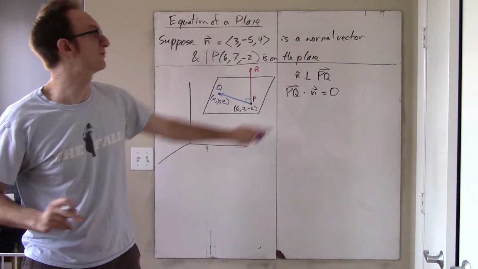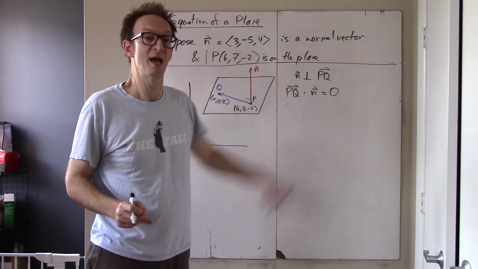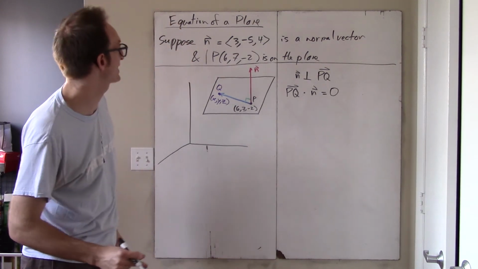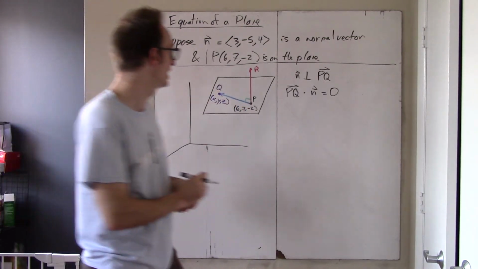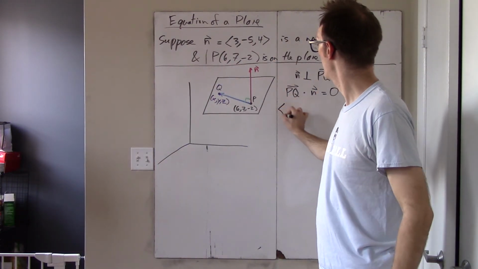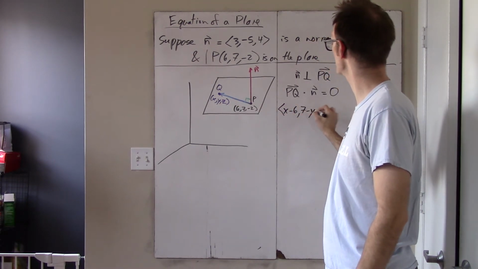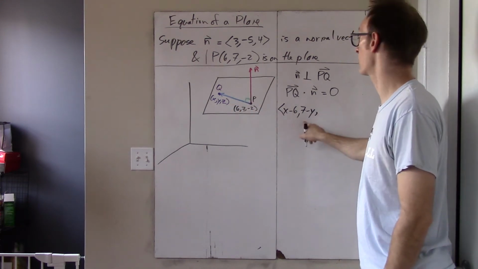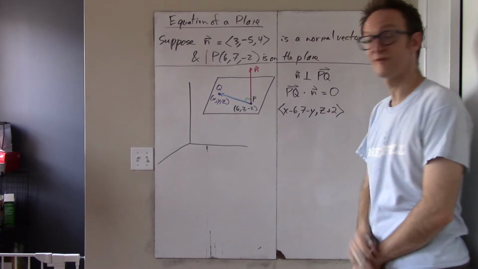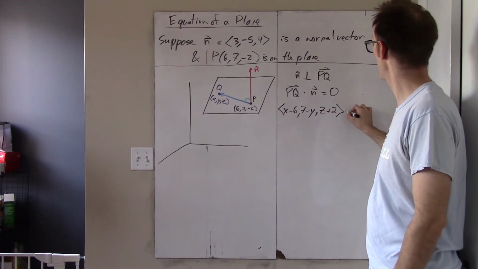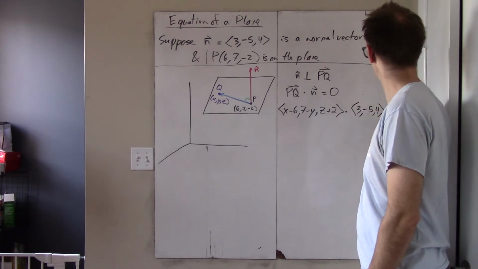So now I've rephrased this geometric relationship as an algebraic relationship. What is vector PQ again? It's just the displacement vector from point P to point Q. So the x coordinate changes by x minus 6, the y coordinate changes by 7 minus y from P to Q, and the z coordinate changes by z plus 2. And if I dot that vector with the vector 3, negative 5, 4, that should give me 0.